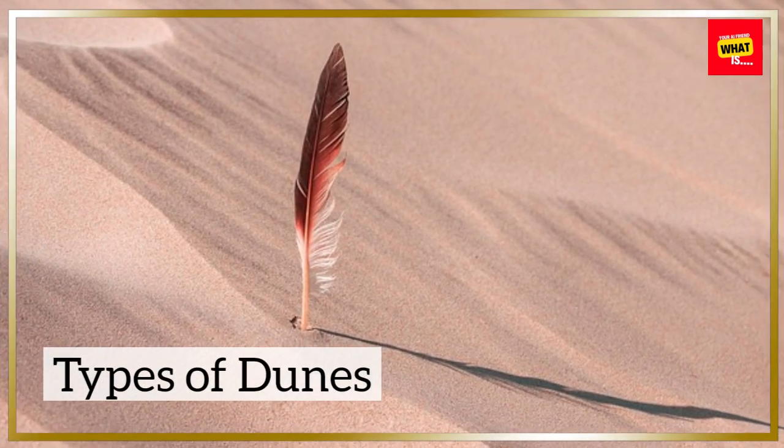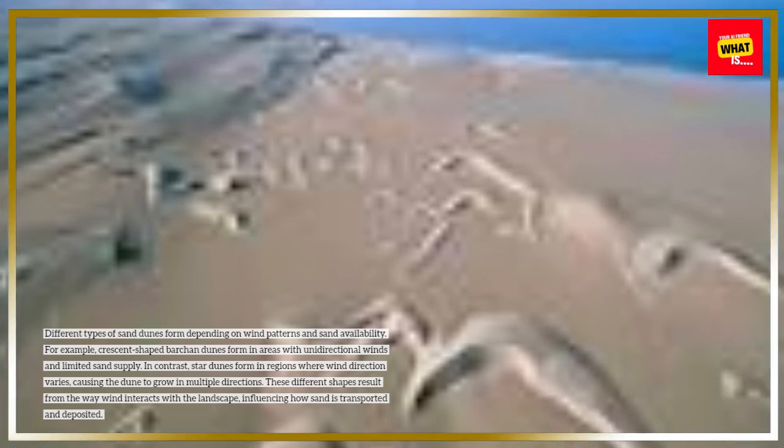Types of dunes. Different types of sand dunes form depending on wind patterns and sand availability. For example, crescent-shaped Barchan dunes form in areas with unidirectional winds and limited sand supply. In contrast, star dunes form in regions where wind direction varies, causing the dune to grow in multiple directions. These different shapes result from the way wind interacts with the landscape, influencing how sand is transported and deposited.